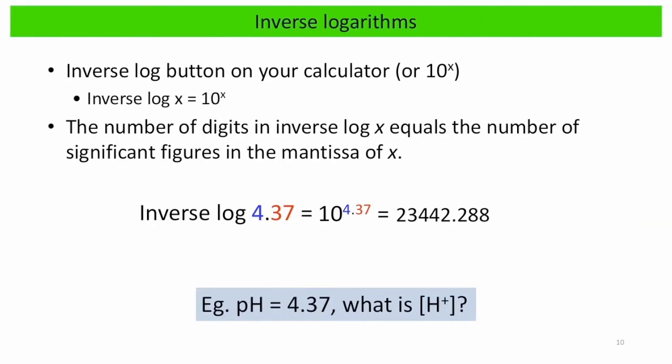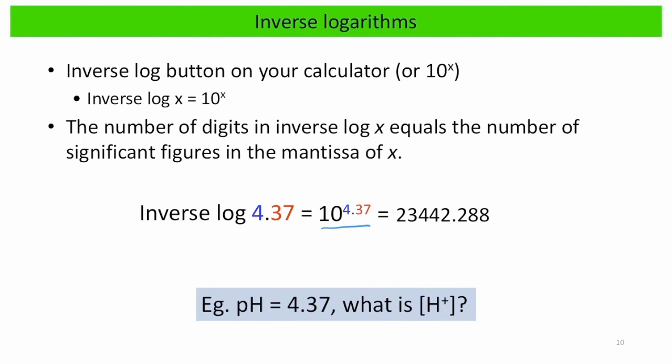All right, so what about the opposite of logarithms, the inverse logarithm? Okay, so the inverse log of, say, 4.37 in this case. Another way to write that is right here, 10 to the 4.37. Okay, so then that's going to give us a number of 23,442.288.